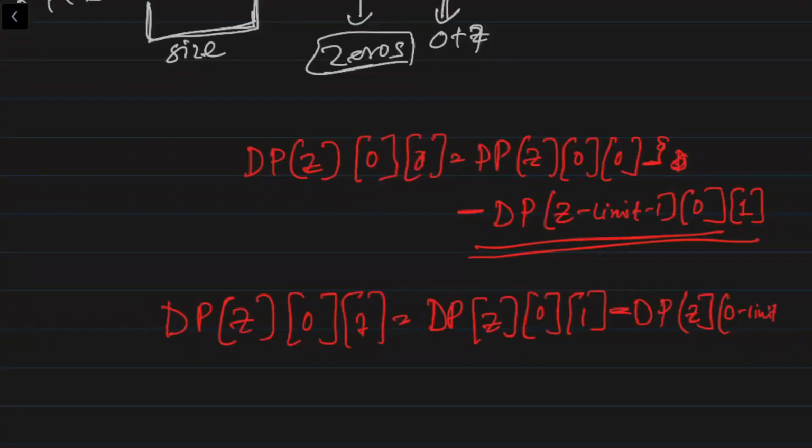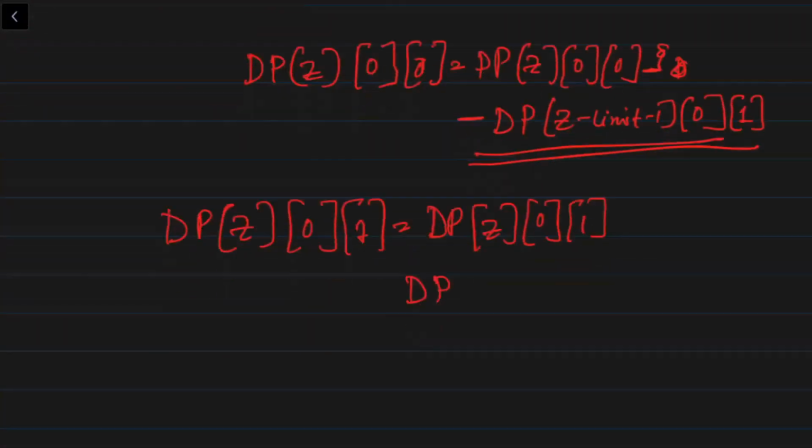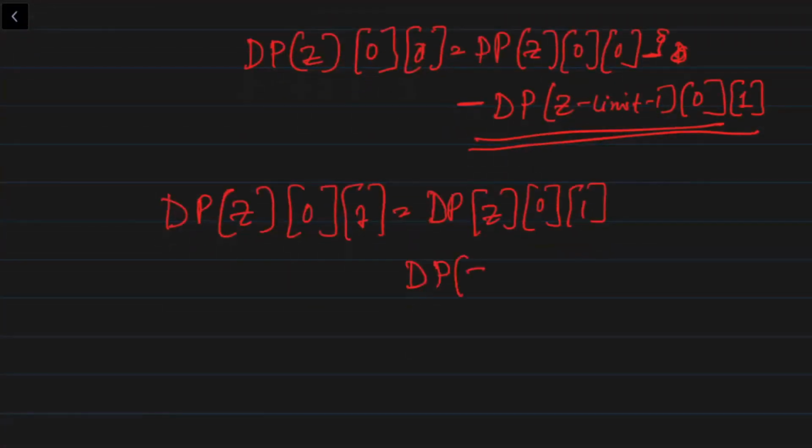Sorry, I'm going to write it here. I think it's not covering in the screen. So dp of z, where I have utilized all the zeros, then 1 minus limit minus 1, and it should be ending with 0. So this portion I have to subtract.